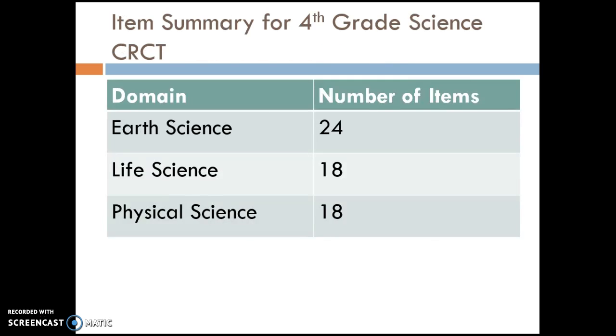Here is an item summary for the 4th grade science CRCT. This chart shows the domain and then the number of items tested in each domain. Earth science has the most number of items tested at 24 items. Life science and physical science both have 18 items each.